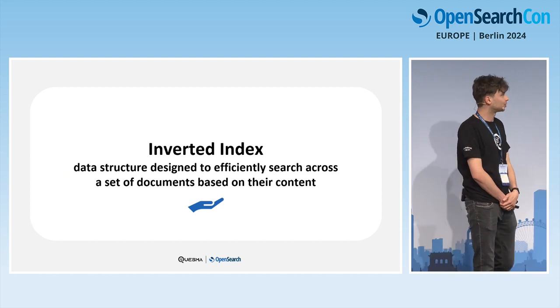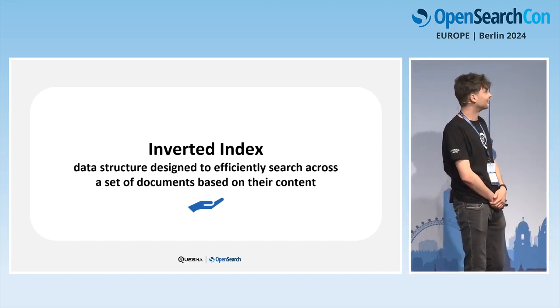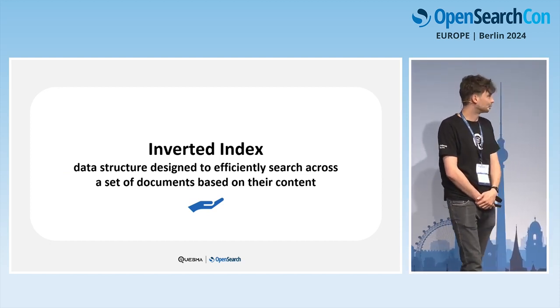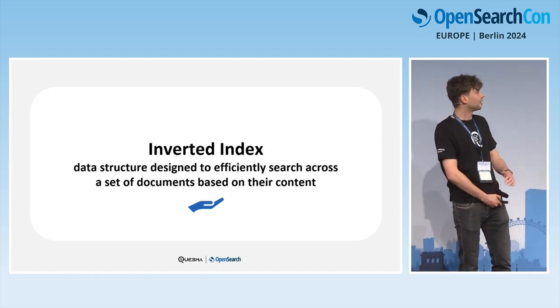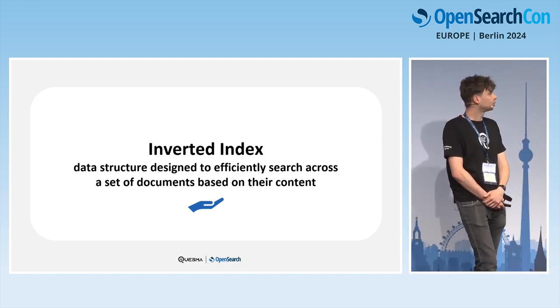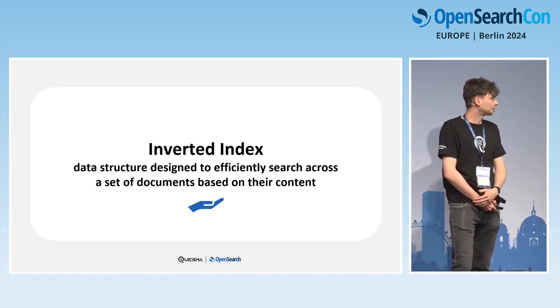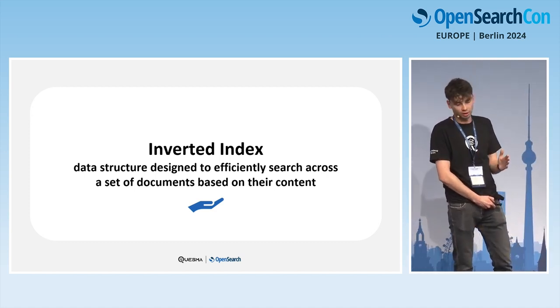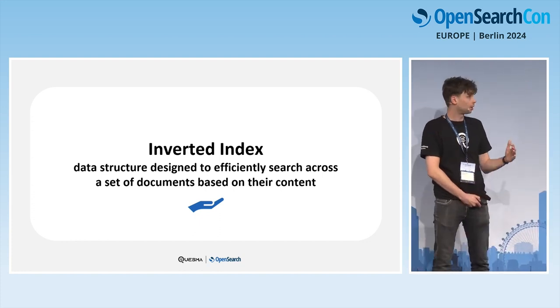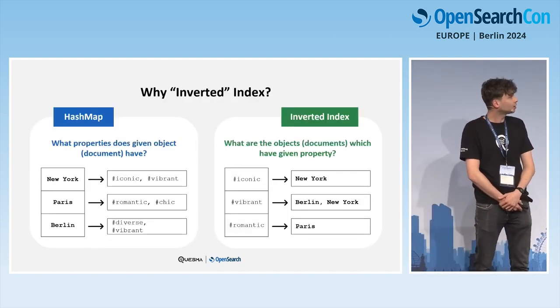Also, it's not a CS dictionary definition, by the way, it's just my way to explain stuff in very basic words for those of you who don't know. Let's stick to that definition just for now: let's treat inverted index as a data structure designed to efficiently search across a set of documents based on their content. So now we are all on the same page.